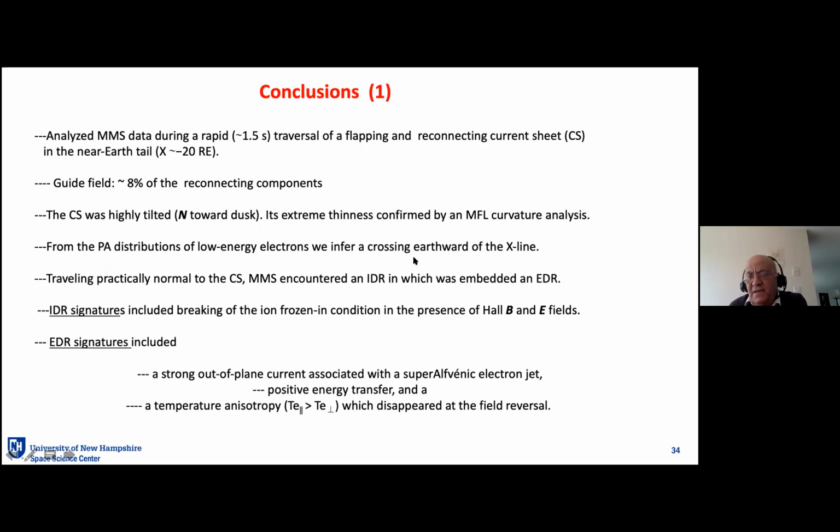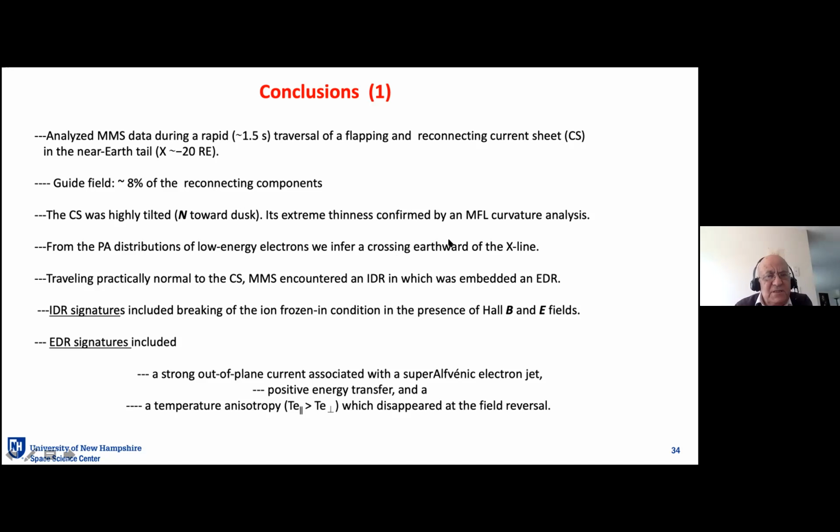This is rather nice because the majority of the literature on this is always a spacecraft crossing from one side of the X line to the other. This is because the reversal in the jet flows is a good way of finding such examples.